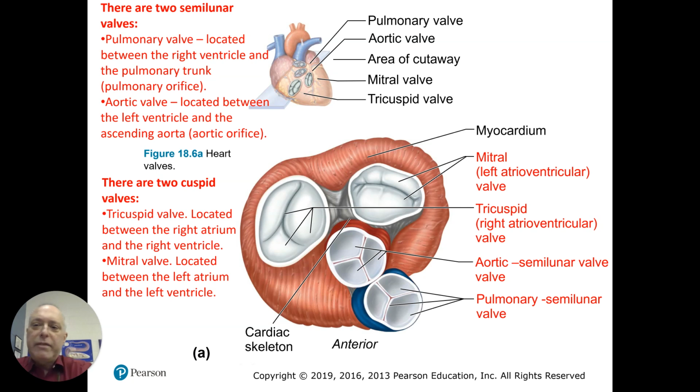So there are two semilunar valves. There's a pulmonary valve located between the right ventricle and the pulmonary trunk, and the aortic valve located between the left ventricle and the aortic trunk. There are two cuspid valves, the tricuspid on the right side, the bicuspid on the left. The bicuspid is also called the mitral valve, which is the left atrioventricular valve. I would put all this on flashcards because there are two or three names per valve.